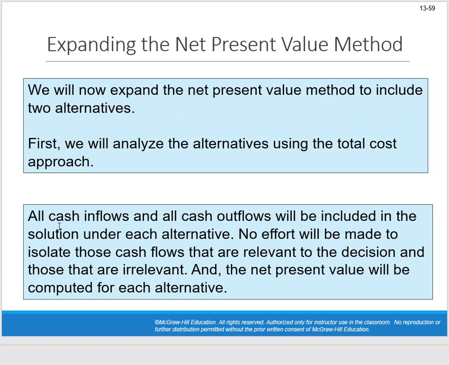So we're going to keep going a little bit more with the NPV method to consider 2 different alternatives. So we're going to analyze alternatives using what's called the total cost approach. So all cash inflows and all cash outflows will be included in the solution under each alternative. No effort will be made to isolate those cash flows that are relevant to the decision and those that are irrelevant. So maybe things that don't differ between the alternatives. And the NPV will be computed for each alternative.